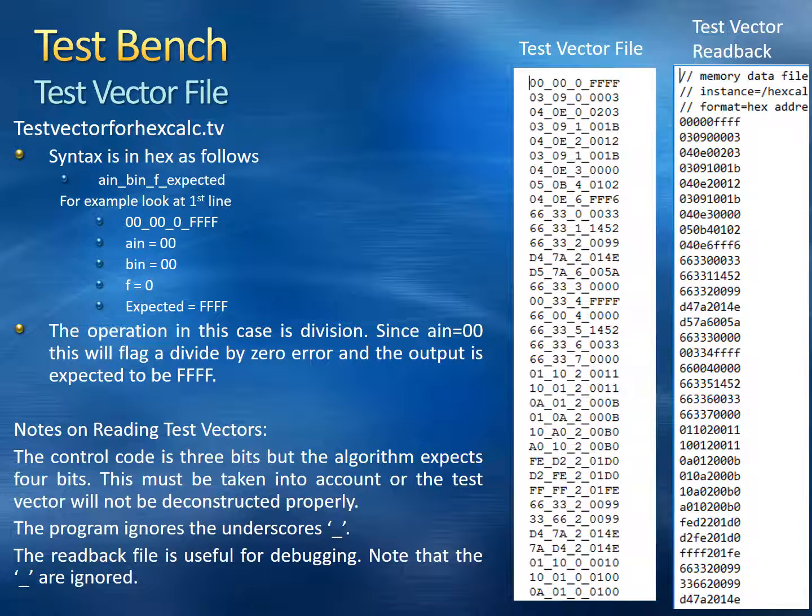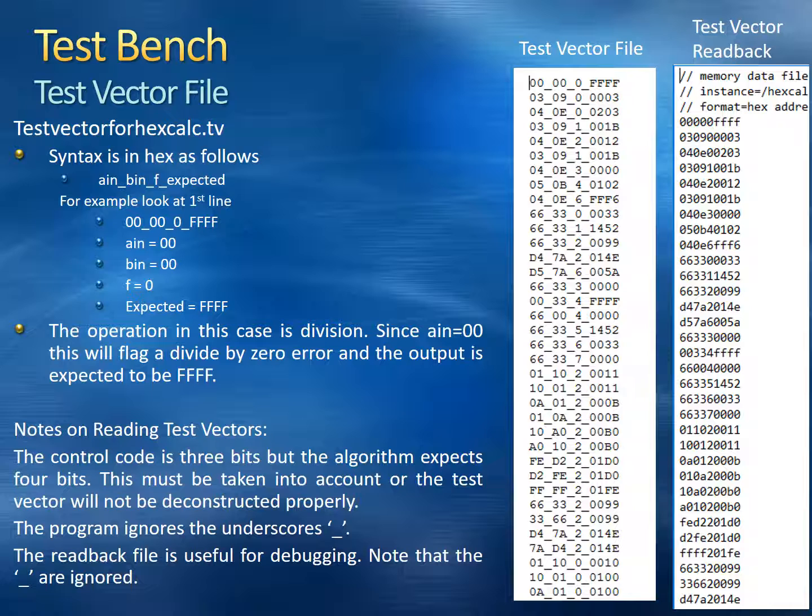This shows the test vector file, which is on the left. This is the file that the program reads, and on the right is the file that is read back and written to a separate file. I have an example of the syntax for the test vector on the slide. I separate each field with an underscore to make it easier to read.